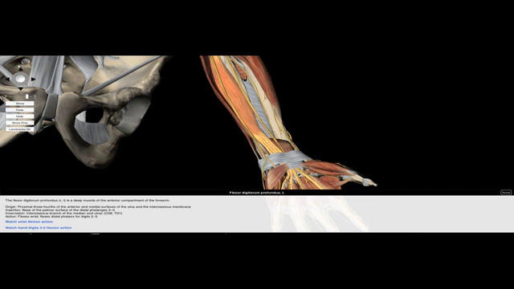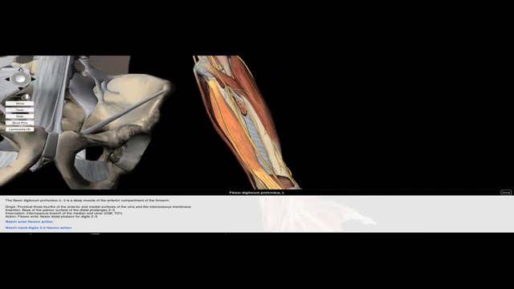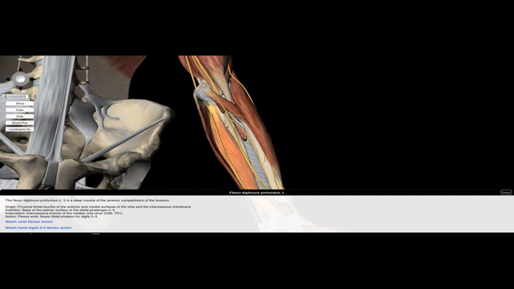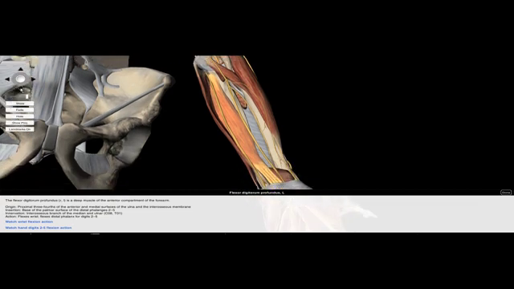So if we come up, we can see its attachment along the interosseous membrane and the upper aspect of the ulna, and then it inserts into the base of the palmar surface of the distal phalanx of digits 2 through 5.